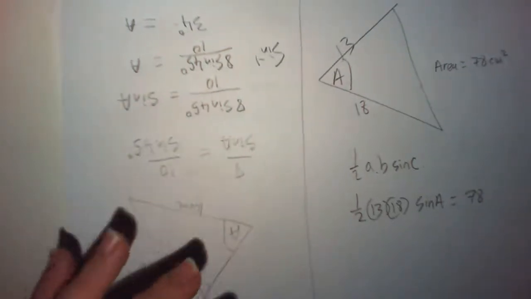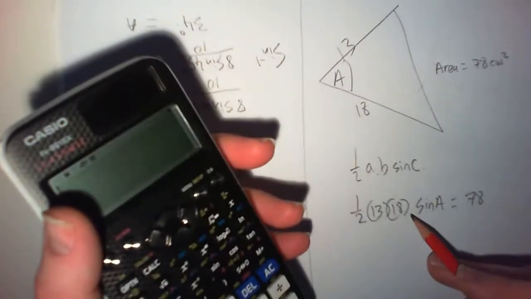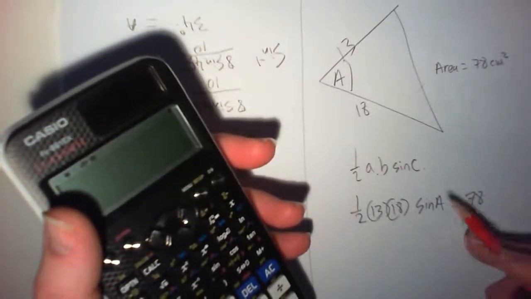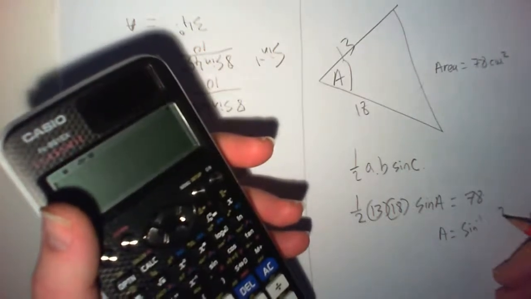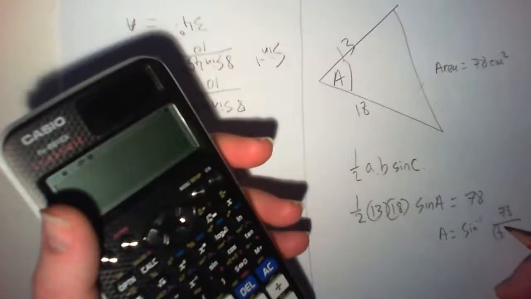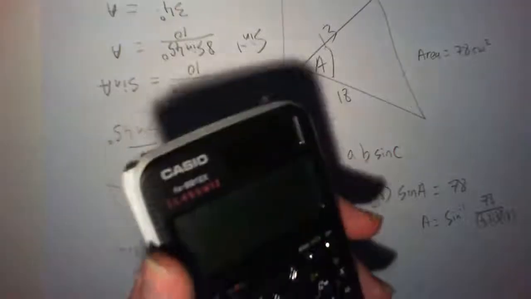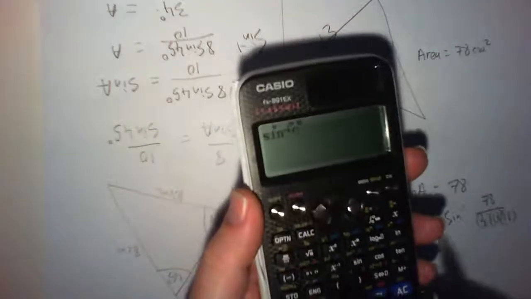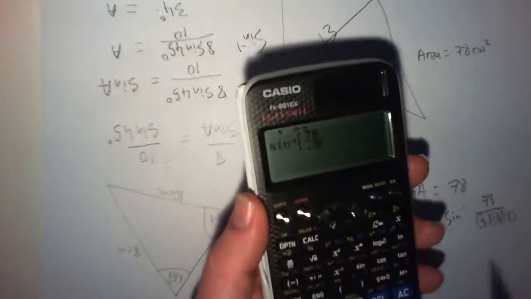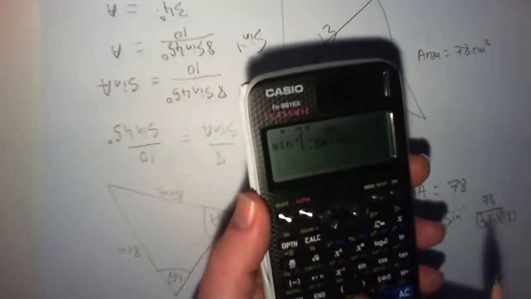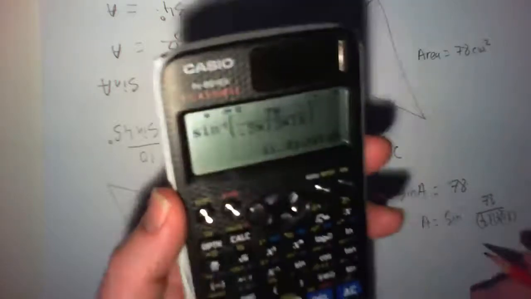Now, let's work it out. I'm just going to divide everything into, that's a product, divide it into there, and then inverse it. So A is going to be the sine inverse of 78 divided by a half of 13 by 18. Do it all in one go. That's what the calculator is for. Shift sine inverse fraction 78 over. This is the one time where I'd say go for the calculator because it's just going to make your life a lot easier. Nearest whole number, 42 degrees.